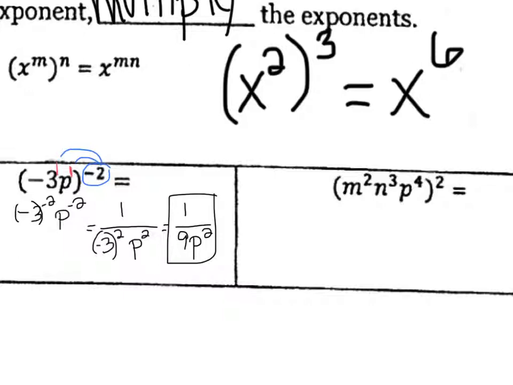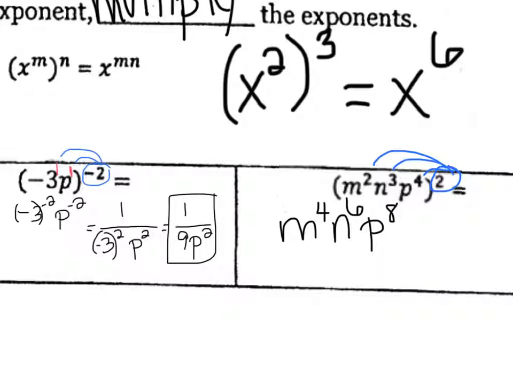So for this one, again, I have more than one thing inside the parentheses. Each of them already have an exponent labeled, so I don't need to fill in a 1. But if there is any missing exponents, like in this one, I would recommend putting that 1 there so you don't forget. So we're going to take this 2 that's on the outside of the parentheses, and we're going to distribute it to each part inside. So m, when I multiply the 2 and the 2, becomes m to the 4th. When I take care of the n, I have 3 times 2, well that's 6, and then I have p, and 4 times 2, which is 8. And there's my answer.